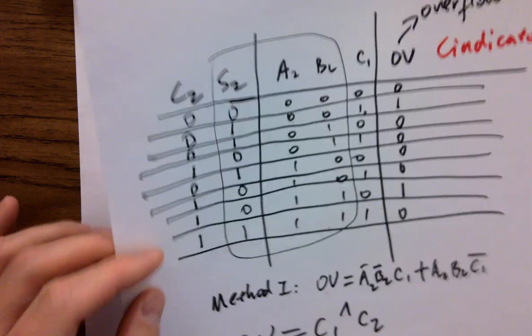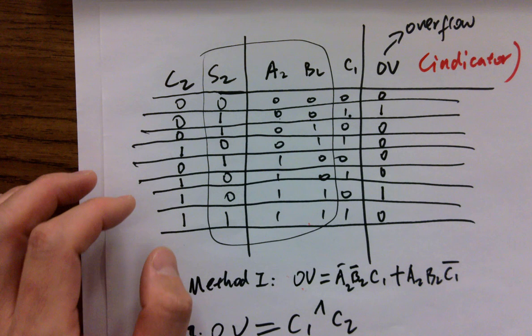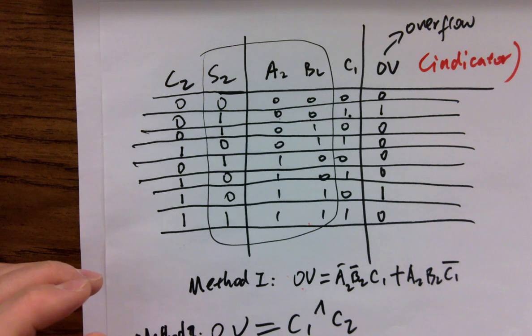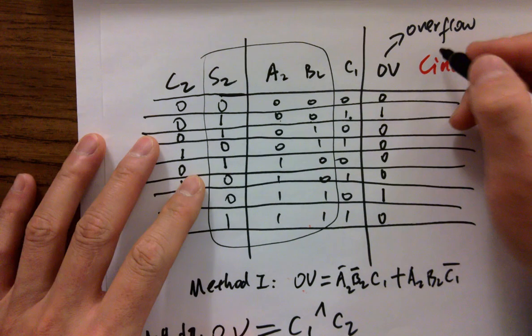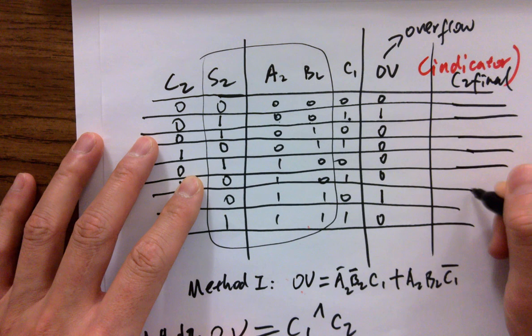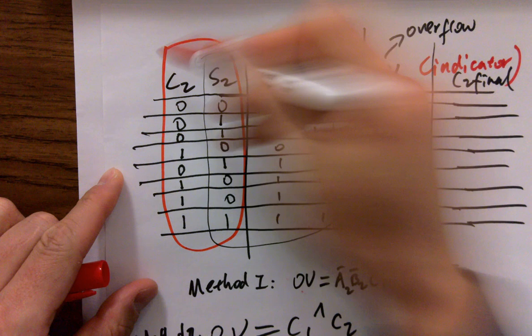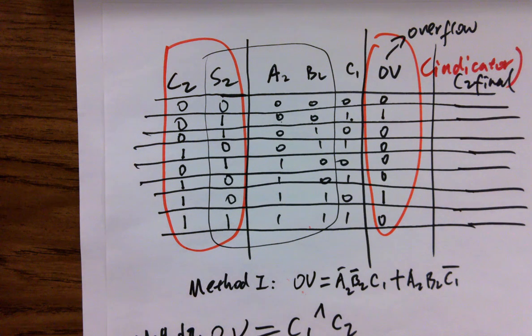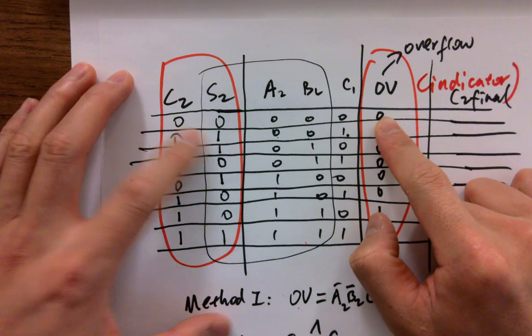Okay, so what bits are involved for that final carry out? When we're thinking about it, you need the overflow indicator, you need C2 and S2, because whenever overflow happens, you adopt C2. Whenever it doesn't happen, you duplicate S2. So eventually you get a C2 final. It seems like you need these three columns as inputs.